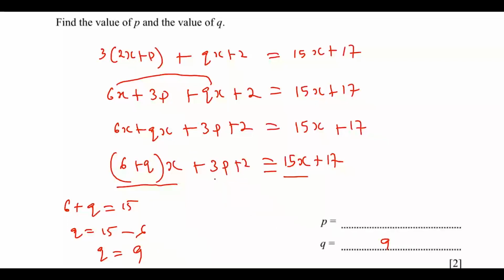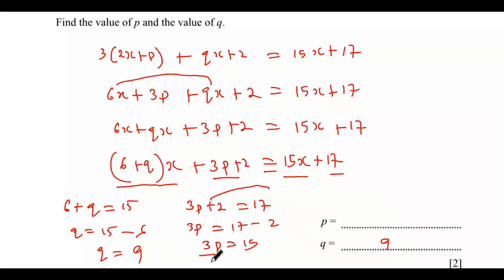Then also this expression and this expression, when you compare them together, you have 3p plus 2 equals to 17. So let's solve this. 2 goes to the right hand side and becomes negative. You have 3p equals to 17 minus 2. You have 3p to be equals to 15. So let's divide both sides by 3 and p is equals to 5. So this is the solution to question 21.